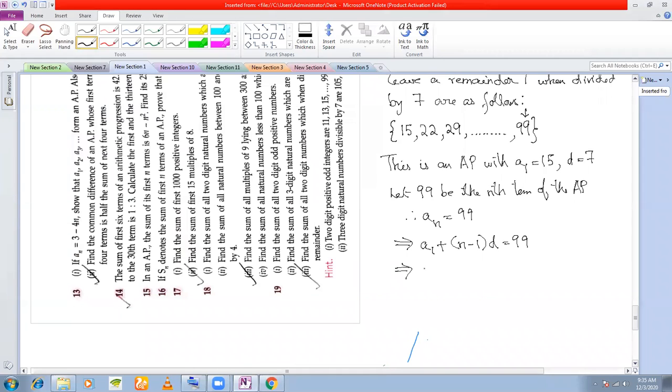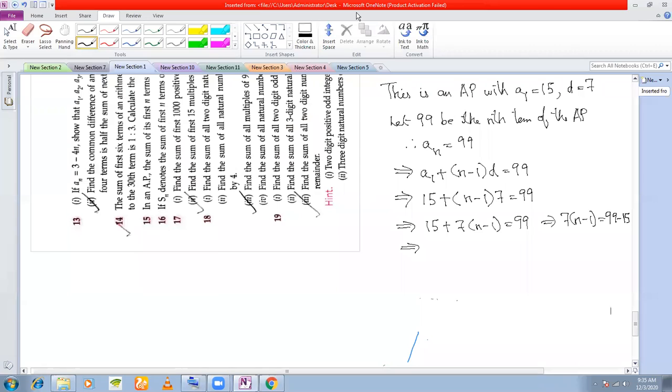So a1 here is 15 plus n minus 1. n we have to determine. d we know as 7. This is 15 plus 7 times n minus 1 is equal to 99. And therefore 7 times n minus 1 is equal to 99 minus 15. And 99 minus 15 is, just give me 2 minutes.